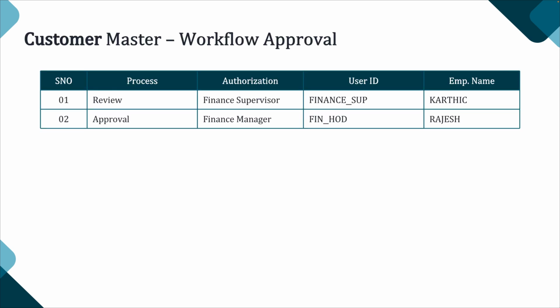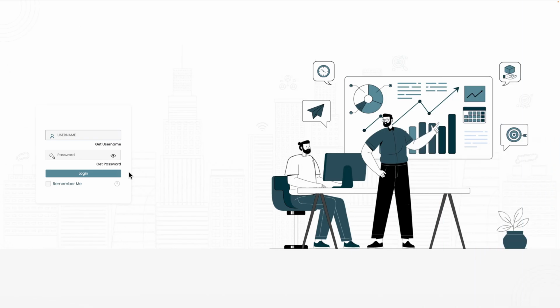This slide shows Customer Master workflow approval process, which consists of two-level reviewing and approving. First and foremost, after entering given by the creator, the document will get forwarded to the supervisor in order to review the document. Once the supervisor has reviewed the document, it will be forwarded to the manager, who takes action to approve, so the manager will review and approve the document.